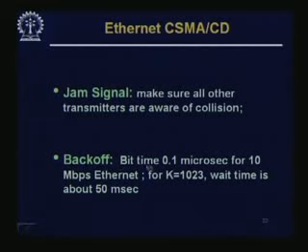And backoff: how much does it back off? Let us see. The bit time is 0.1 microsecond for a 10 Mbps Ethernet. If you remember, 512 bit times into 0.1 would be about 51.2 microseconds, and 51.2 microseconds into 1023 will be approximately 50 milliseconds. So it waits for 50 milliseconds if k happens to come out as 1023.